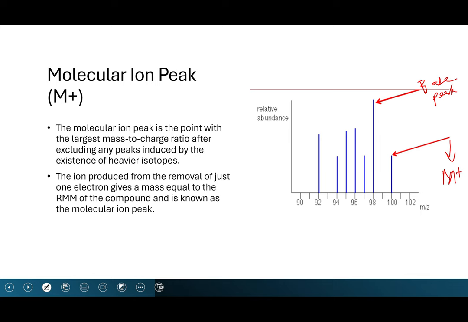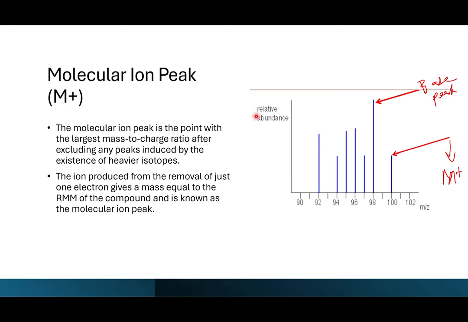So that speaks to the peak produced from the ion of the compound itself, which occurs when one electron is removed. It would still have a relatively equal mass to the regular molecule, because if we remove the electron, that doesn't change the mass much. So you can just say it's equal to the relative molecular mass, since the change is negligible in our case. Usually the peak that is furthest to the right is the molecular ion peak, and the largest peak on the graph is the base peak. Any questions? Any concerns?